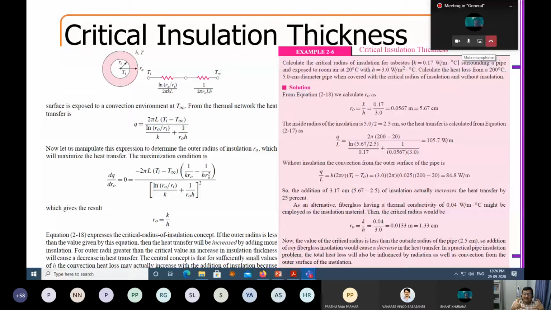If I have a pipe and if I add insulation on top of that, the very low conductivity of the insulation is going to restrict the heat from moving out. However, the fluid that is surrounding the pipe is going to enhance the heat transfer with the increase in the surface area.